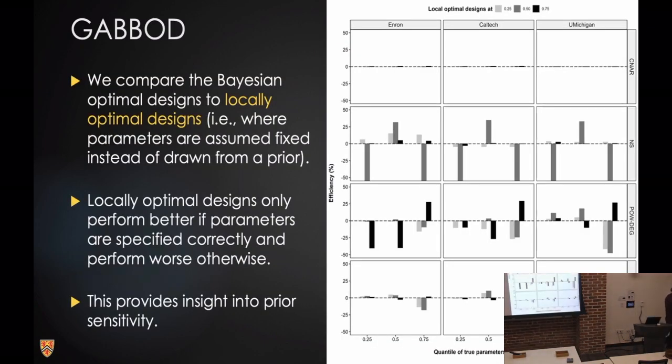The other thing we compared to was, we have this Bayesian component which says we don't believe that we know the true parameter values.